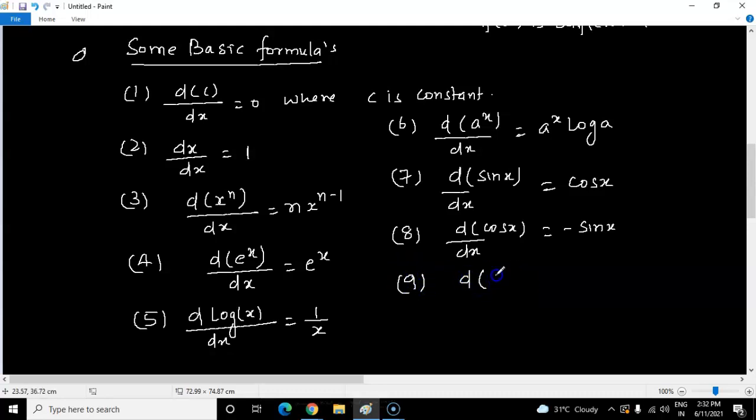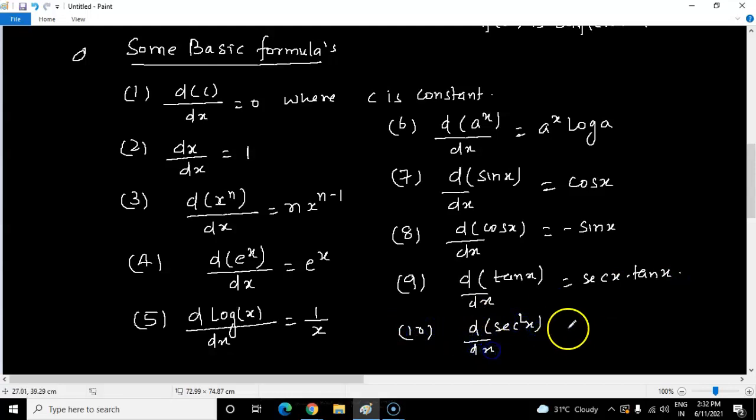Differentiation of tan x is secant square x. Differentiation of secant x is secant x into tan x. If you know these, that will be enough to do the basic type of differentiation. The remaining ones we will derive in the coming chapters.